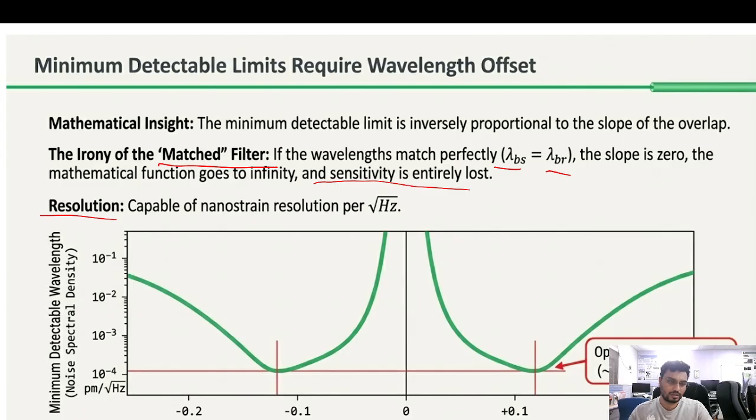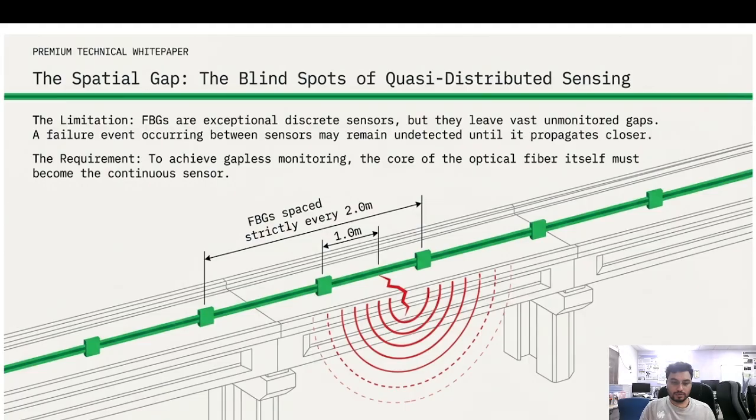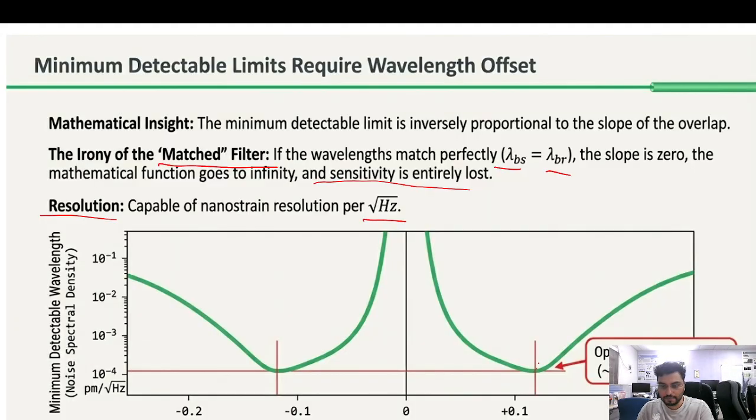And talking about the resolution, it is capable of nanostrain resolution per square root of hertz, so square root of frequency. The optimal detection zone is 3 times 10 to the power minus 3 picometer per square root of hertz. So it is coming somewhere here.